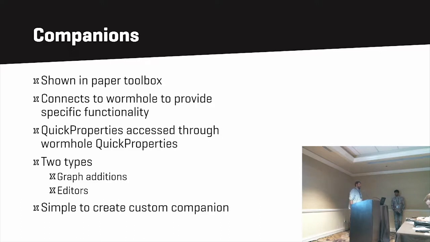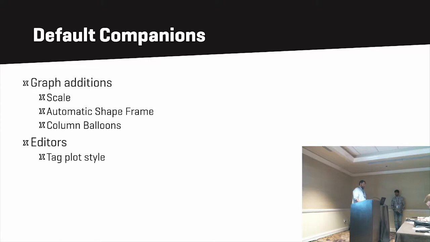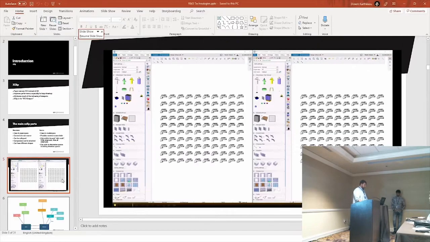Companions are made to be quite easy to create, especially the graph additions. The editors will be more advanced, but still not impossible. So we have a few default companions, the scale, the frame, column balloons, which I will demonstrate, and also a tag plot style. I will show you all these now.